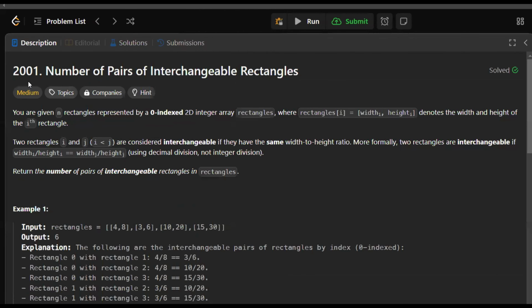Hello everyone. Welcome to the solution of LeetCode problem 2001 named number of pairs of interchangeable rectangles. Here we are given n rectangles represented by a two-dimensional integer array where rectangle[i] is equal to [width, height] denotes the width and height of the corresponding rectangle.